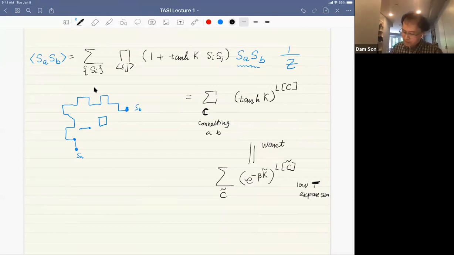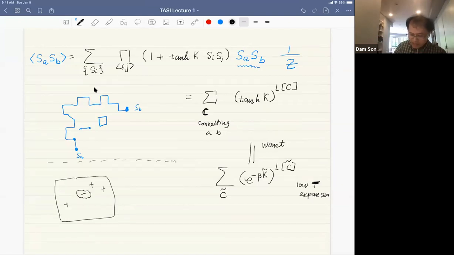And now we have a problem. In the low temperature expansion, previously we thought of the low temperature expansion as a picture of domains: spin is plus everywhere, minus spins form domains, and we take the sum over all these domains. Here you want to insert into the partition function a line that connects two points. It doesn't make any sense to think about this as a domain wall between plus spin and minus spin. It's not a closed curve. So how can we create an object in the low temperature expansion that looks like this? Is the puzzle clear?